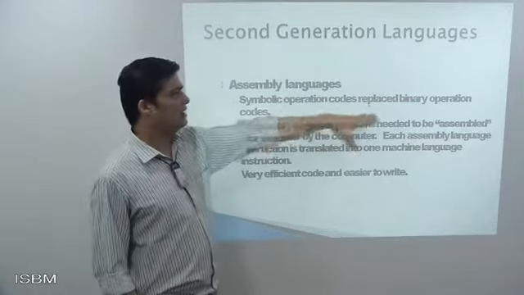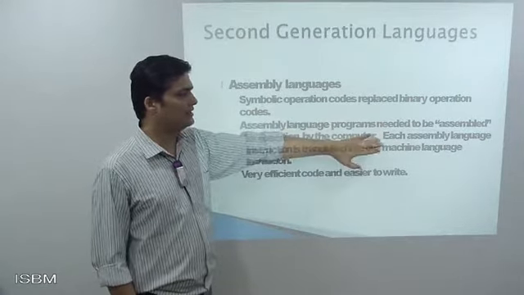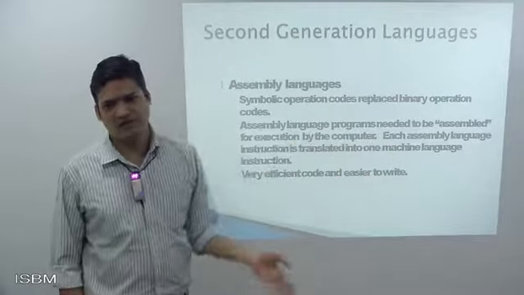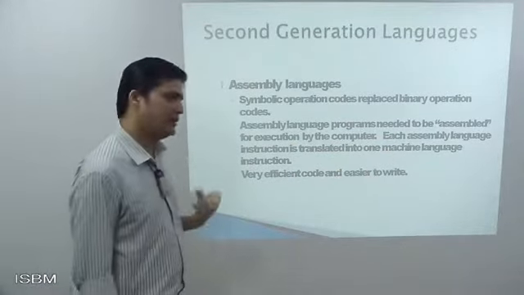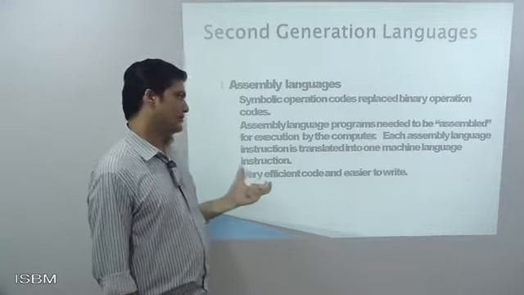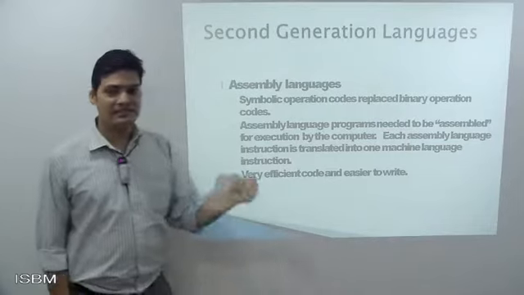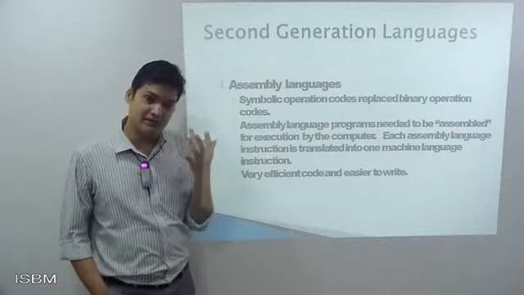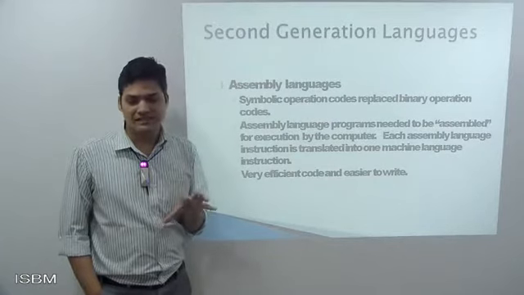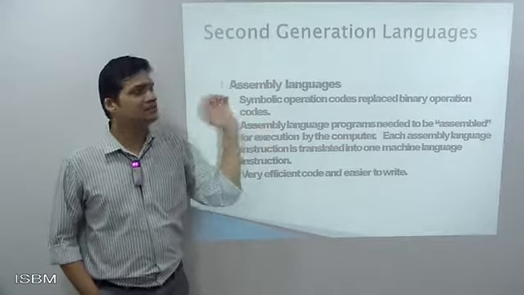Whatever we are writing in the assembly language, after that it needs to be converted into machine level language, and then only can the computer understand your requirement. So it is very efficient code and it is easier to write as compared to the first generation language. So second generation language is nothing but your assembly language, which is easier to write as compared to the machine level language, which is the first generation language.